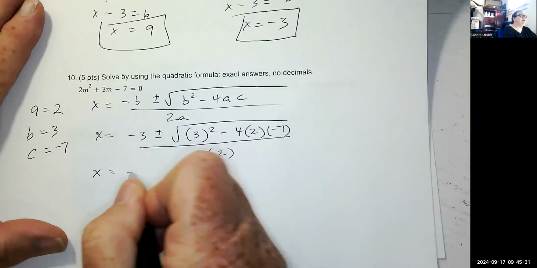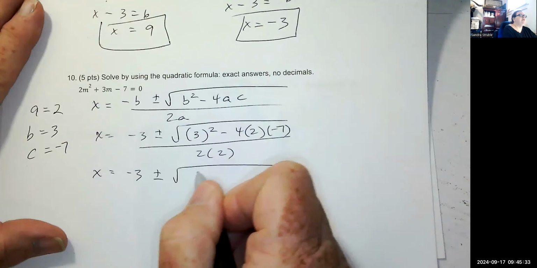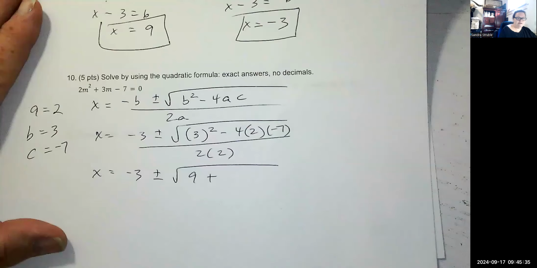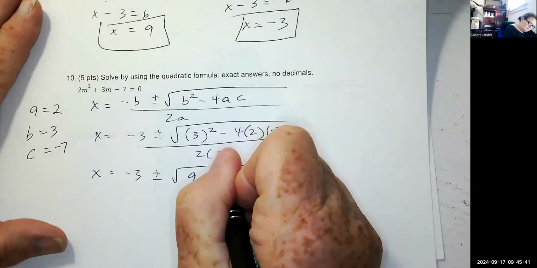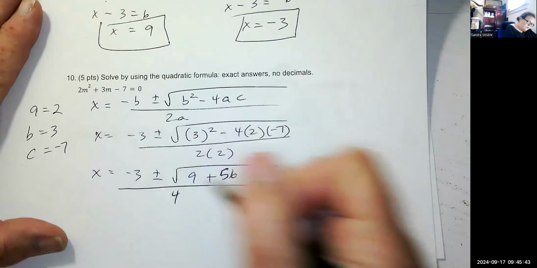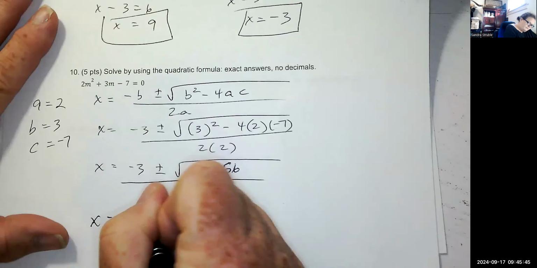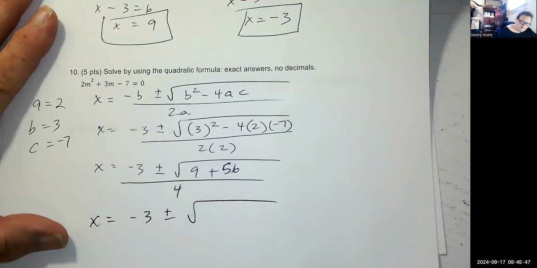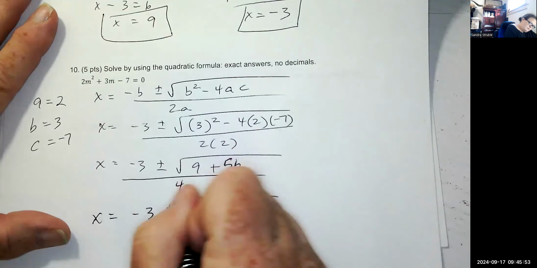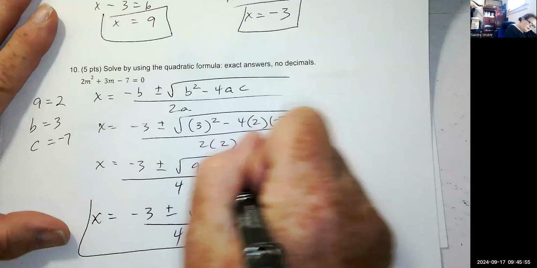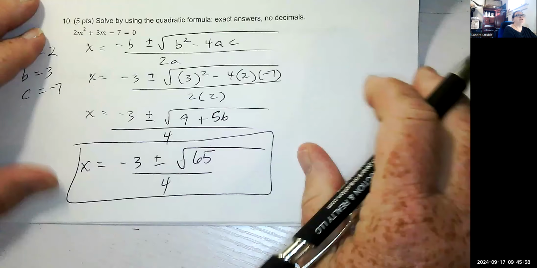So x is equal to -3 plus or minus the square root of 9 plus 28 times 2. I think that's 56. It's 56 over 4. 56 plus 9 is 65. And that is the answer.